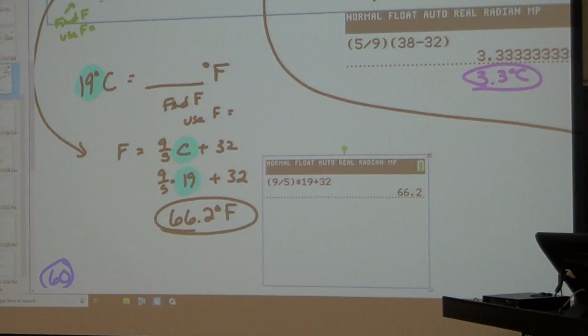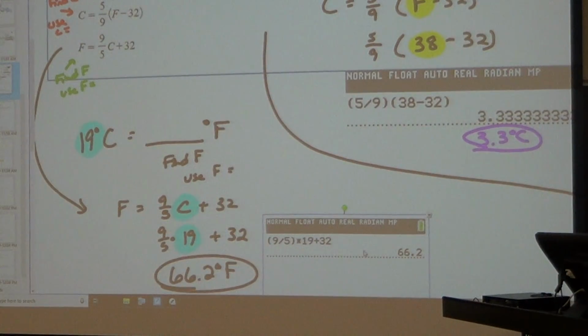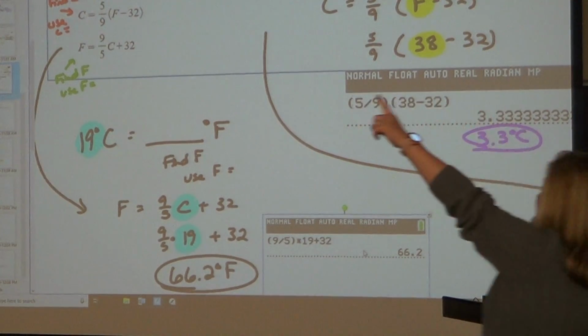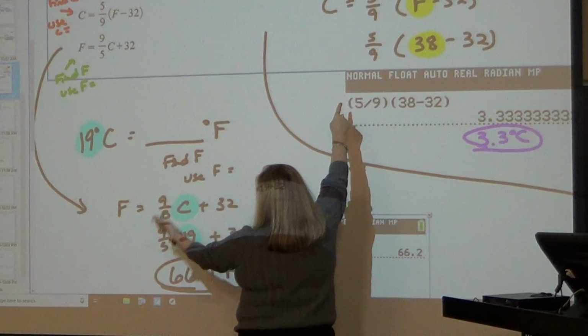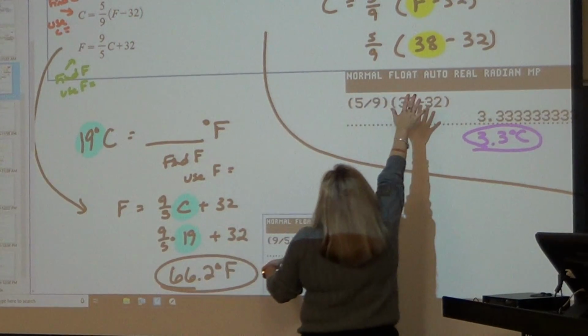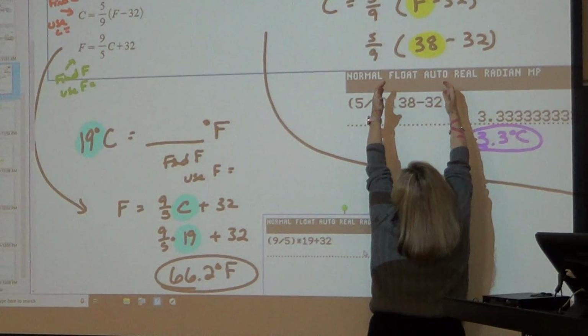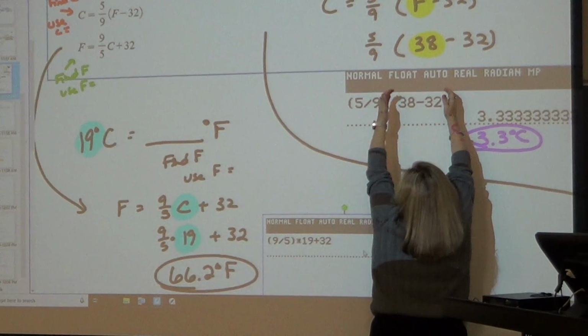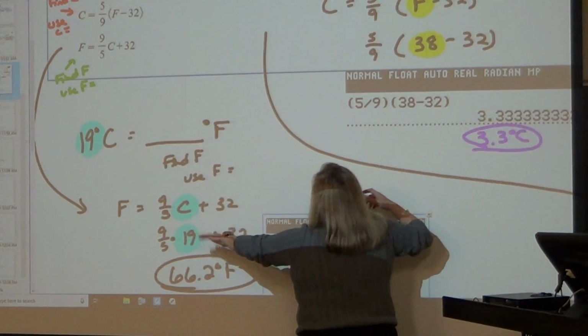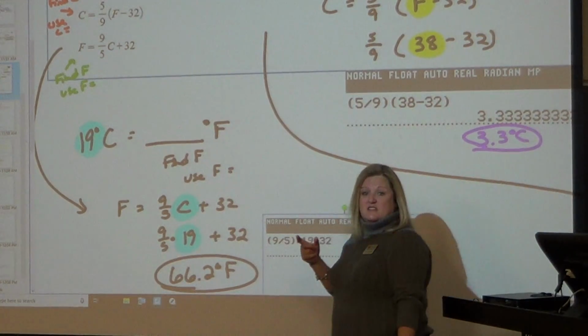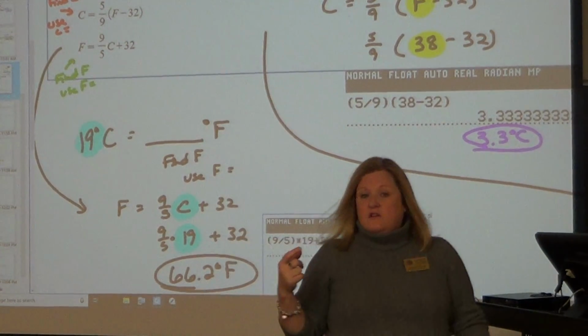I bet so. Okay? Now, notice that when we used the C equals formula, it was 5/9. When we used the F equals formula, it was 9/5. When we use the C equals formula, you have to put the parentheses around these. When you use those formulas, you don't have any extra parentheses, but you do have to wrap up the fractions either way. Good?